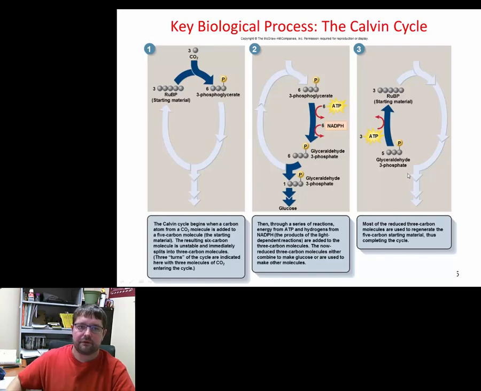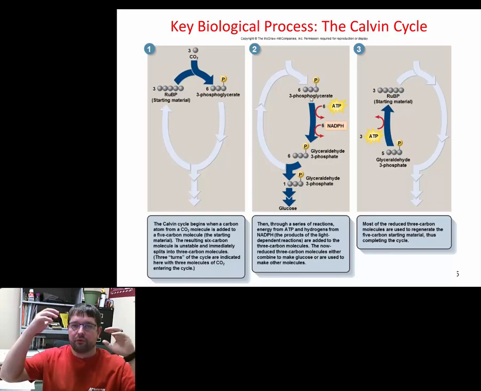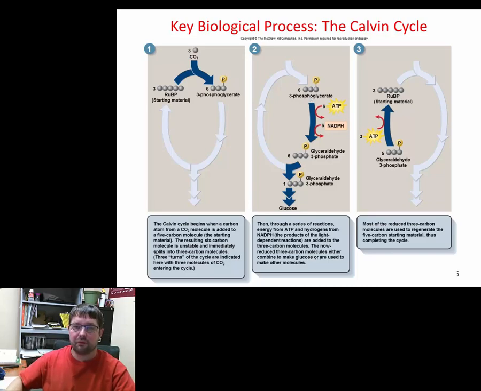So the first part, you have 3 molecules of carbon dioxide coming in, and you have 3 RuBP molecules. Through the combining of that carbon dioxide to that 5-carbon RuBP, you get 6 molecules of 3-phosphoglycerate, which means that it's been phosphorylated, that a phosphorus has been added to this. Now, that 3-phosphoglycerate is going to go through changes. The carbon's going to be moved, and more phosphorus is going to be added.